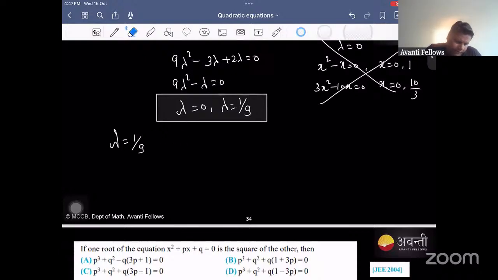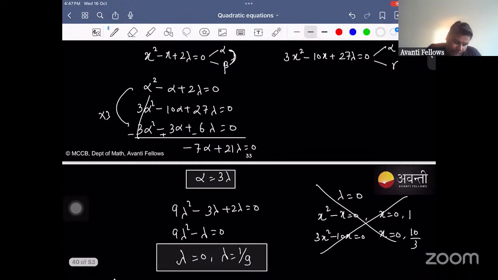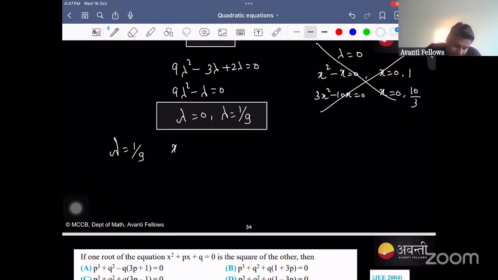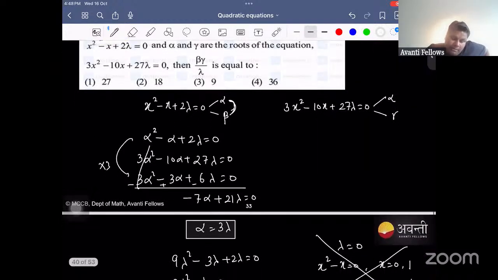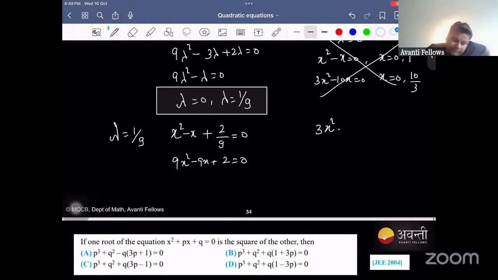I will solve the equations. So it is x square minus x plus 2 by 9 equal to 0. So 9x square minus 9x plus 2 equal to 0. So we can calculate both the roots here. Now another equation is 3x square minus 10x plus 3 equal to 0. From there roots will be 3 comma 1 by 3.